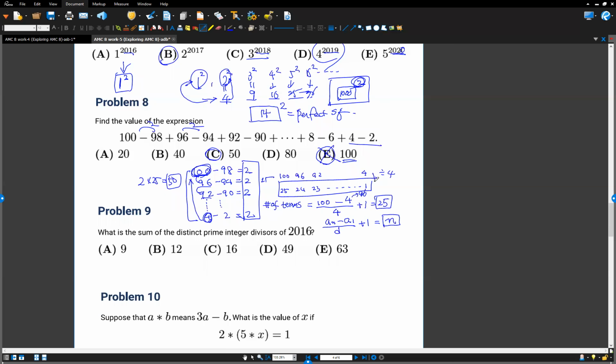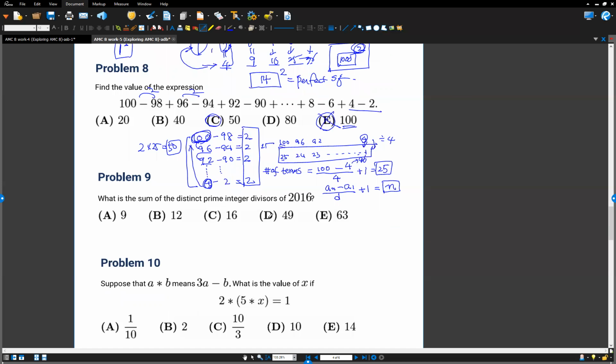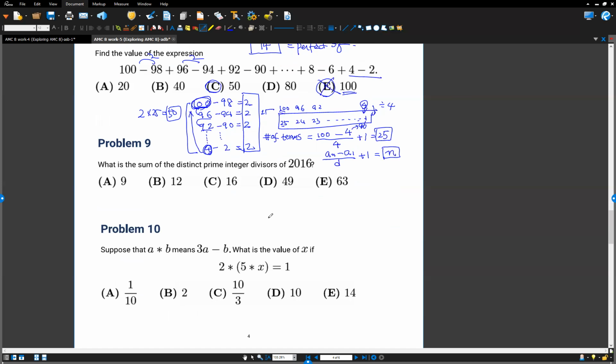Or you can use this form. This is okay too. Because the first number is 4, when you divide by 4, it changes to 1 and the last number changes to 25. How many numbers are there? 1, 2, 3, up to 25. Okay, so the answer C is correct. Are you guys with me? Yes. All right, very good. All right, number 9.